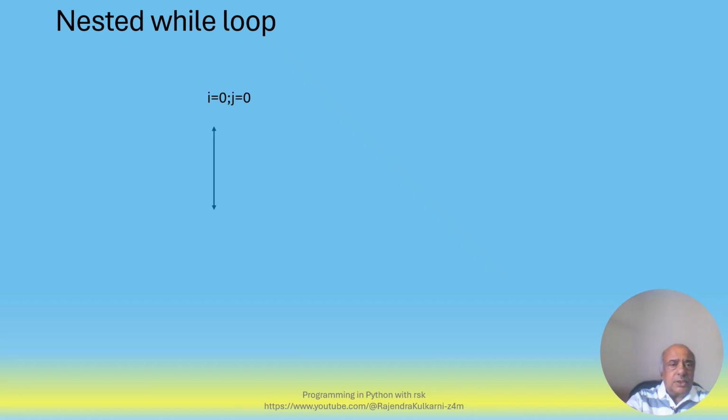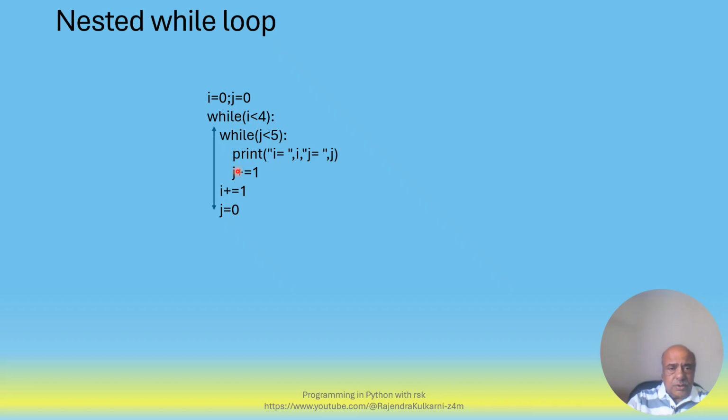We can also nest the while loop. Here is a simple program. Both i and j are variables assigned with 0. While i is less than 4 is the outer while loop. The inner while loop is while j is less than 5. Print i is equal to i, j is equal to j. j is incremented by 1.